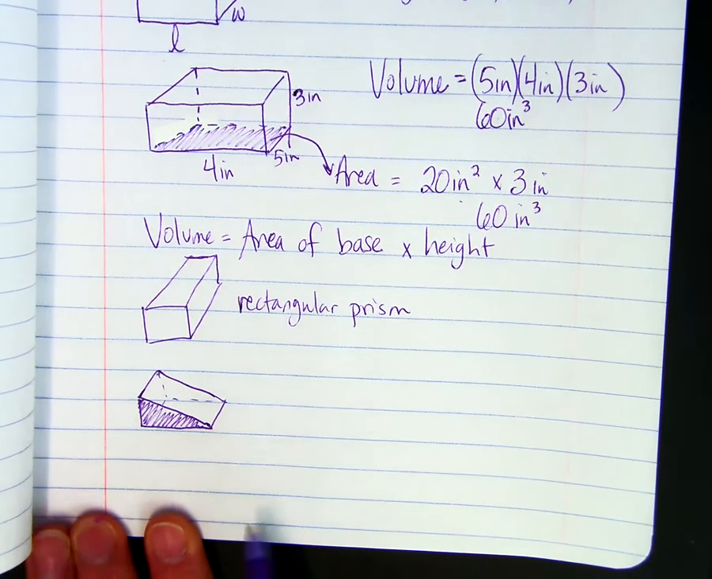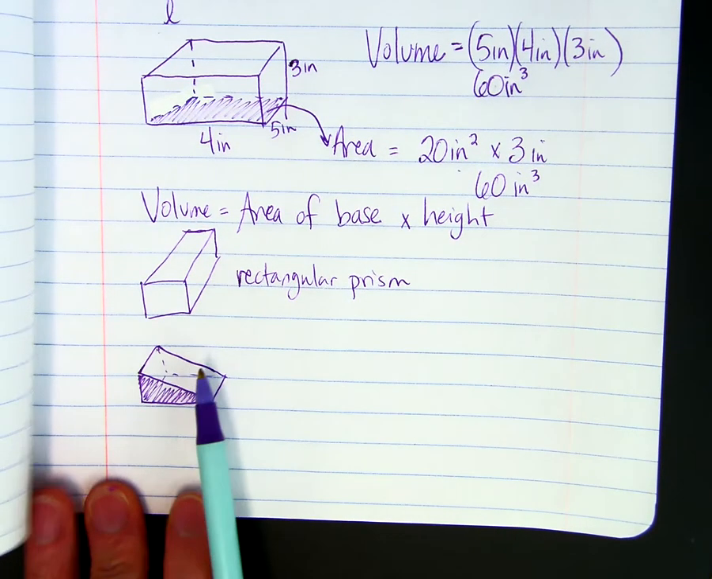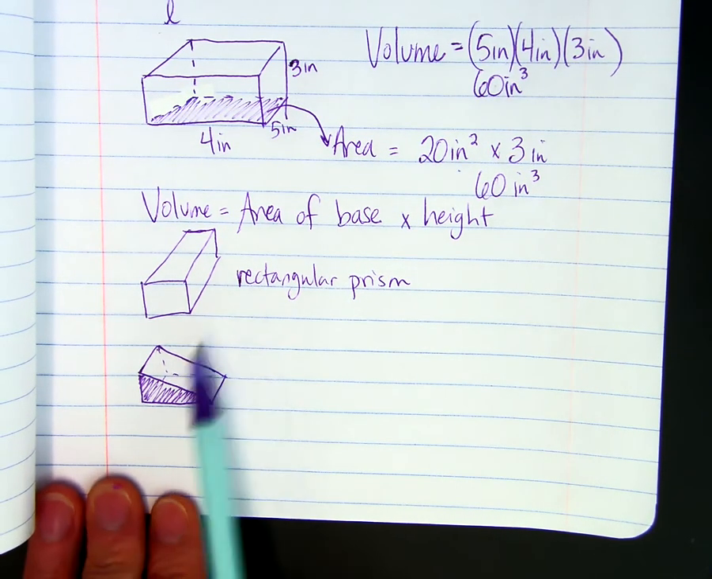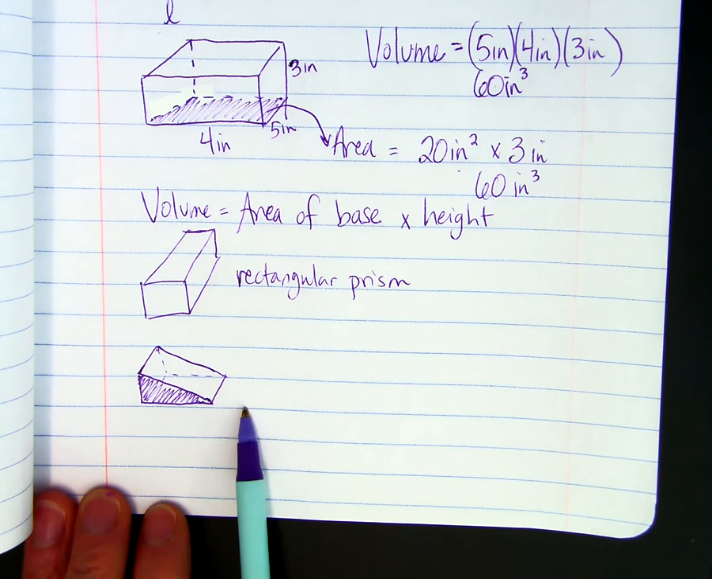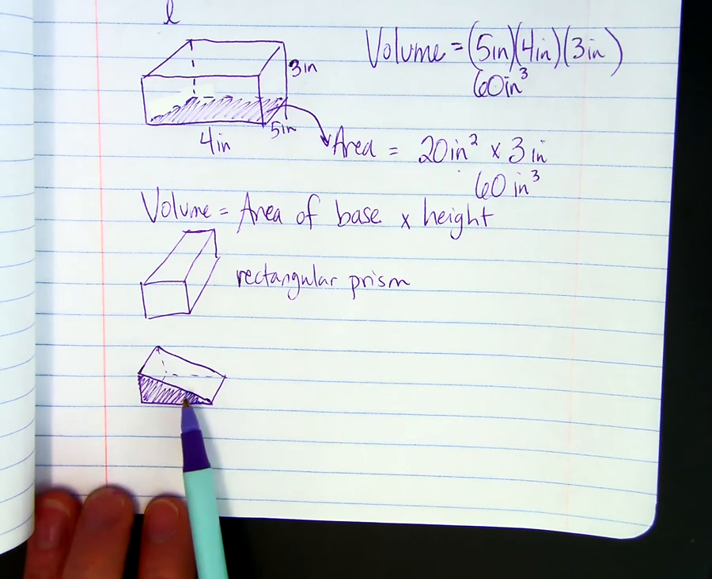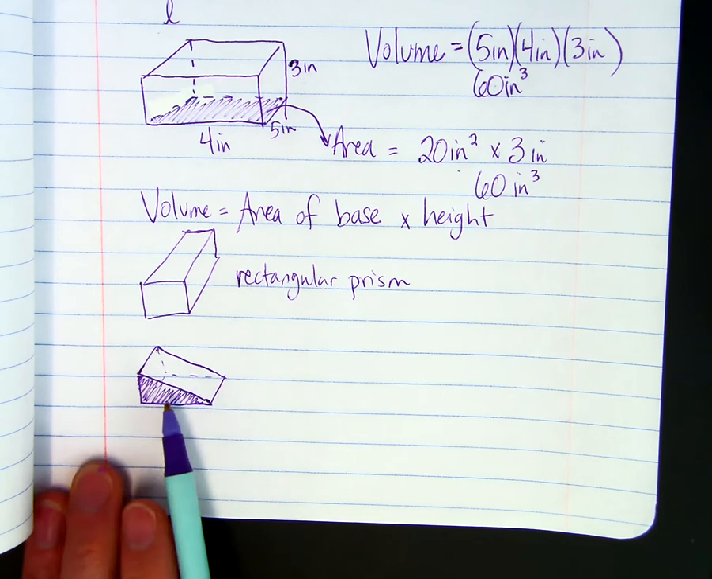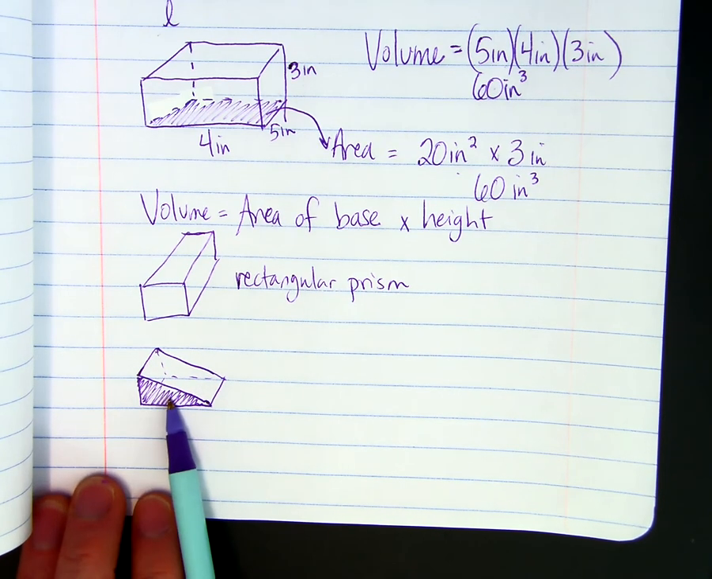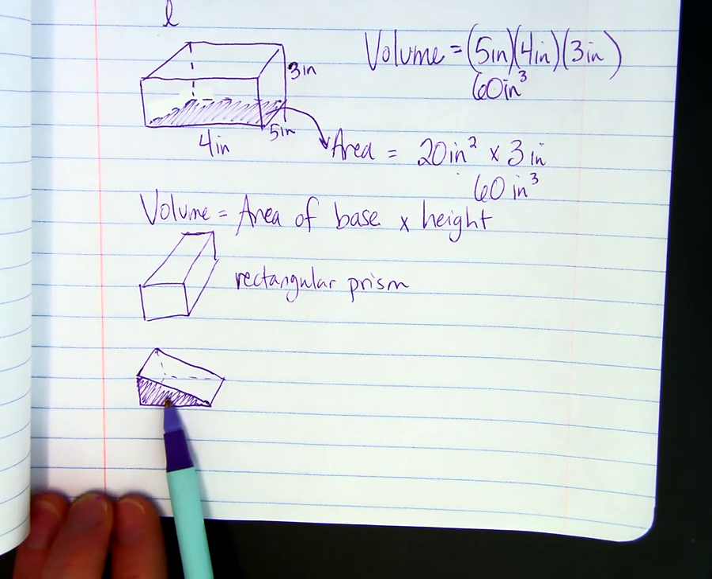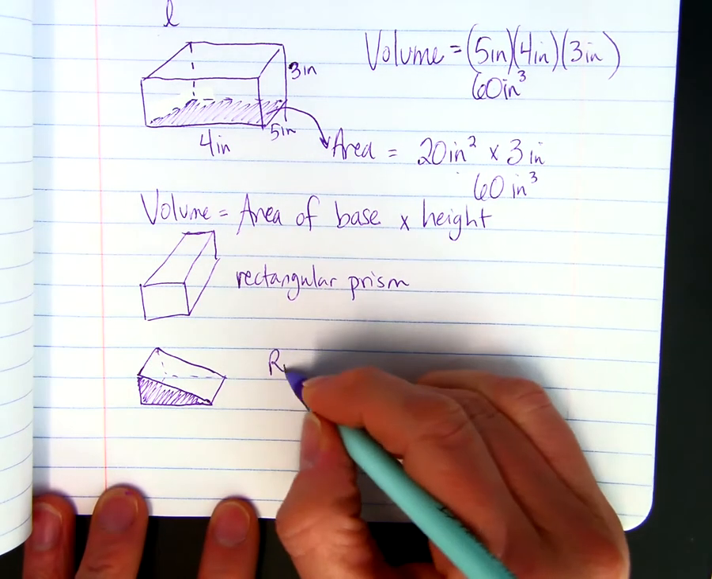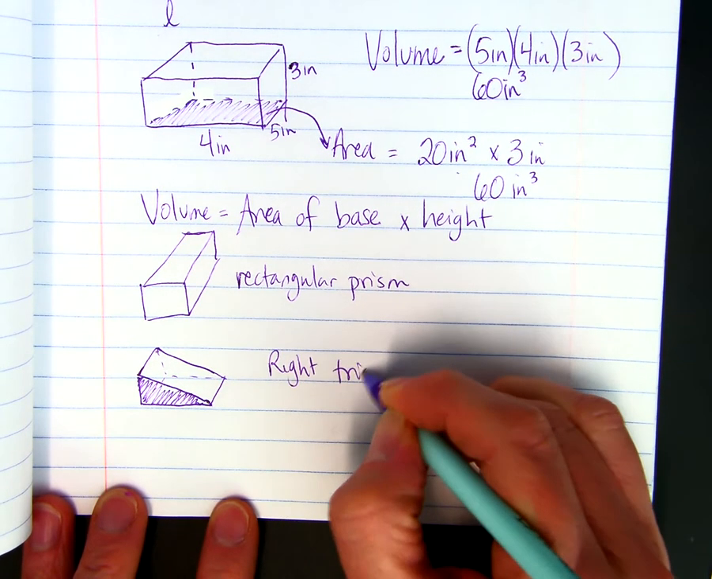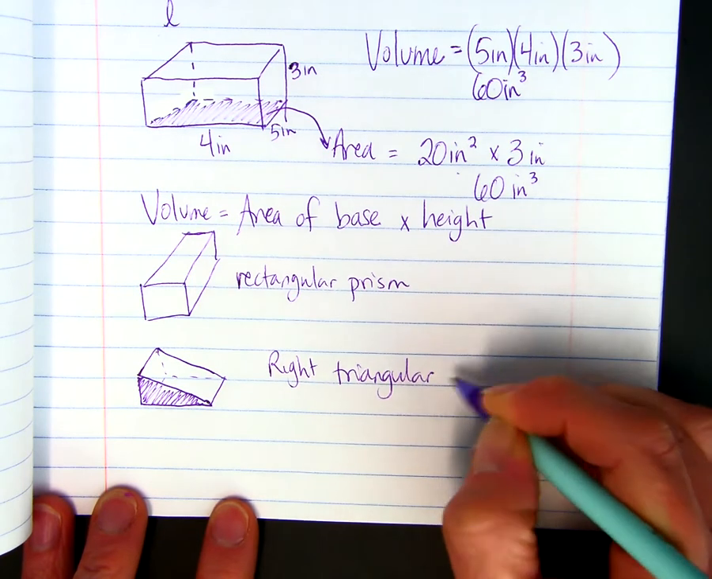Now, I feel like in your book, they're kind of tricky with triangular prisms. So they'll draw it like this and then ask you to find the area of the base and the height. But you have to remember that on a triangular prism, the base is the triangle. Okay, so this is called a right triangular prism.